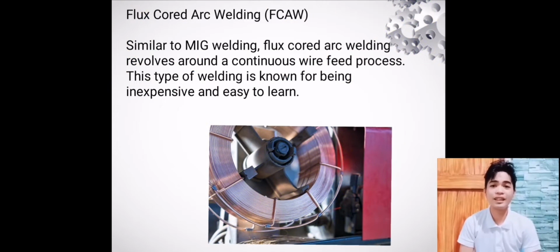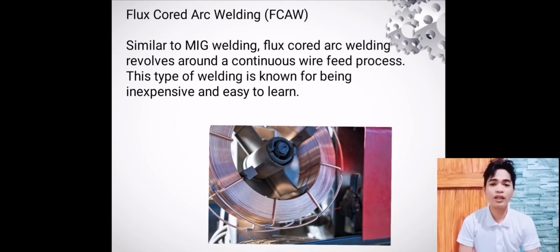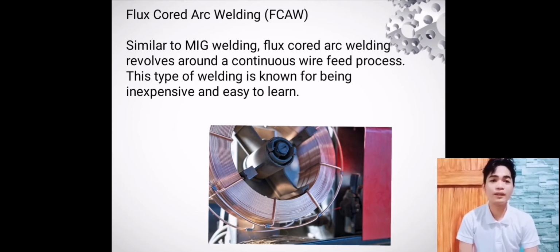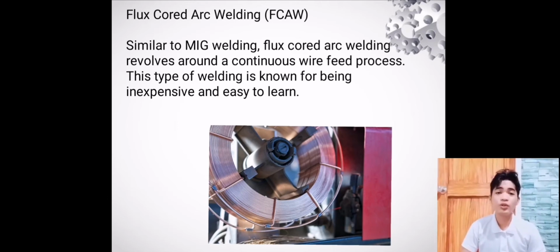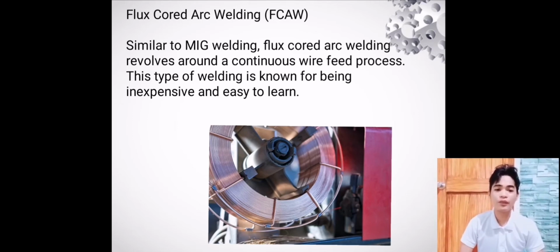And the last is flux cored arc welding, FCAW. Similar to MIG welding, flux cored arc welding revolves around a continuous wire feed process. This type of welding is known for being expensive and easy to learn. FCAW and MIG welding are similar when it comes to the process, using continuous wire feed equipment and machine as well.